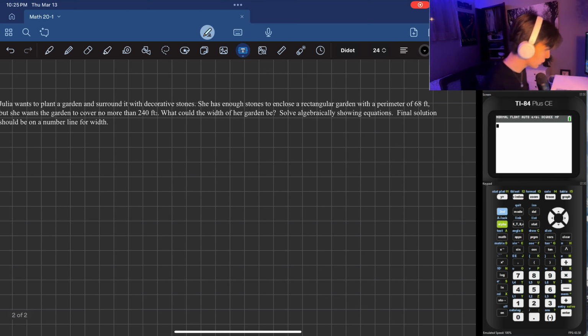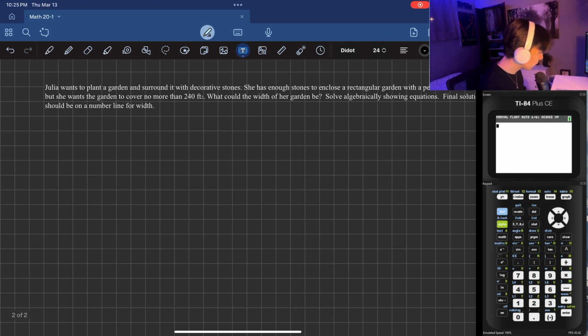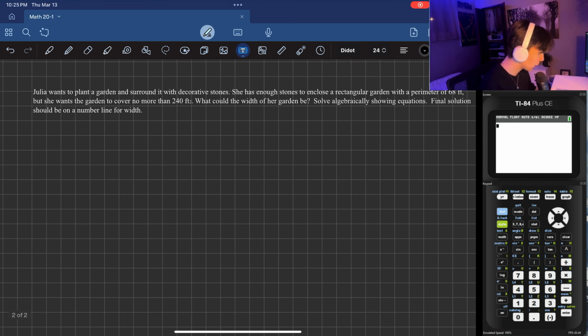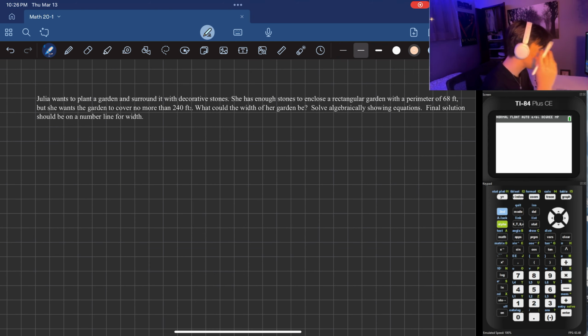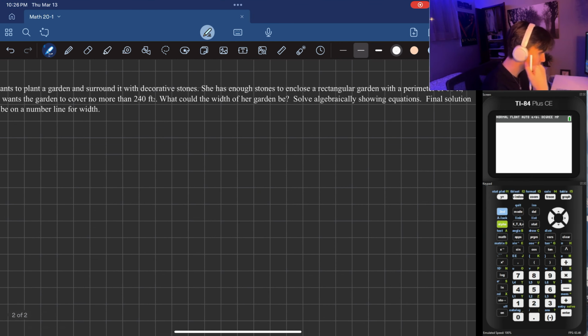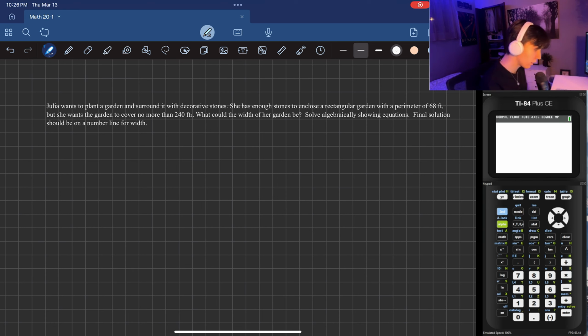We have a question that reads: Julia wants to plant a garden and surround it with decorative stones. She has enough stones to enclose a rectangular garden with a perimeter of 68 feet, but she also wants to keep her garden area to no more than 240 feet squared. So what could the width of her garden be? Solve algebraically using equations. Should be on a number line.